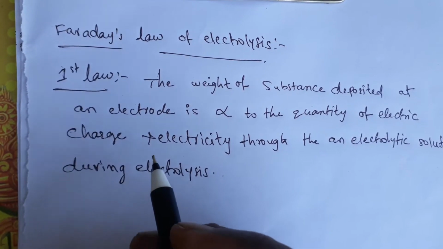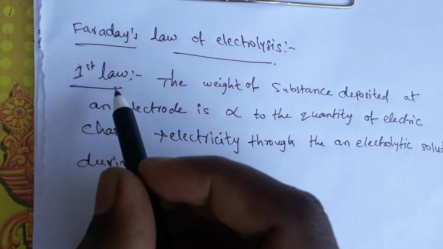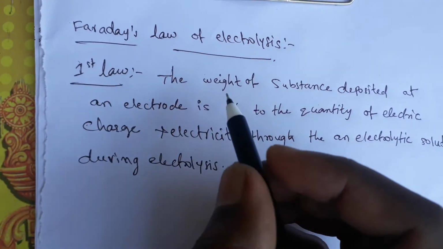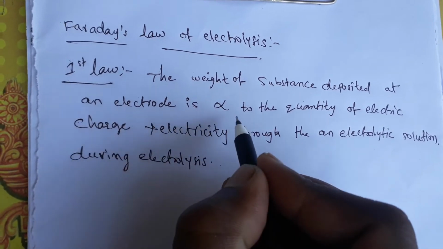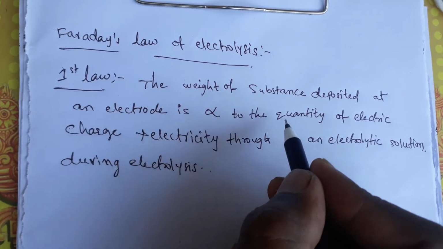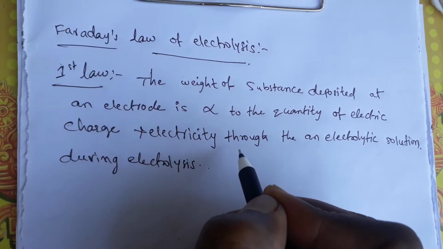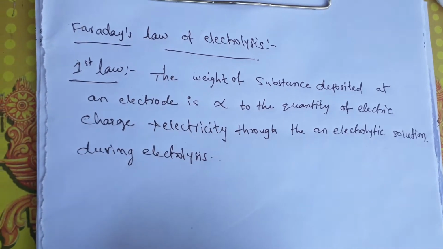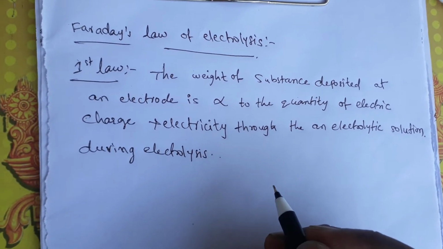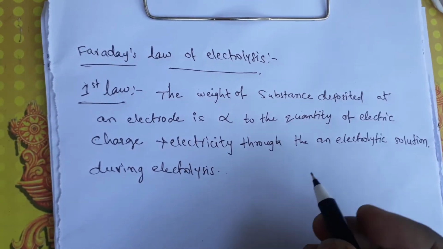What is Faraday's law of electrolysis? The first law of Faraday is that the weight of the substance deposited at an electrode is directly proportional to the quantity of electric charge passed through an electrolyte solution during electrolysis. I can explain this by a pictorial method.